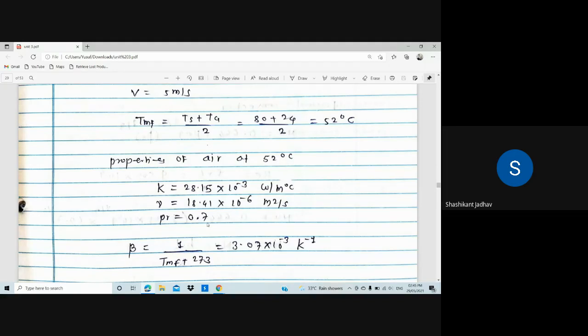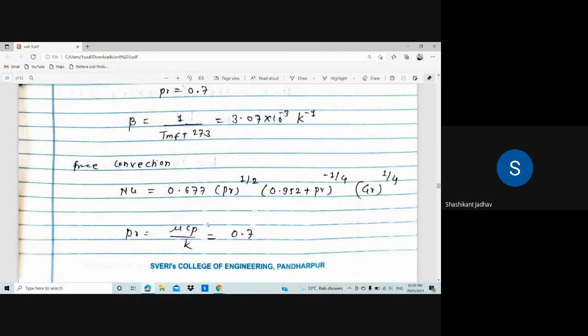Prandtl number is equal to 0.7. Okay, so from this we have to calculate the beta. Beta is equal to, as we know, the standard equation of beta, 1 upon TMF. TMF is in degrees Celsius, so we have to convert it into Kelvin, so 1 upon TMF plus 273. From that we get the value of beta, that is 3.07 into 10 raised to minus 3 per Kelvin, or Kelvin raised to minus 1.